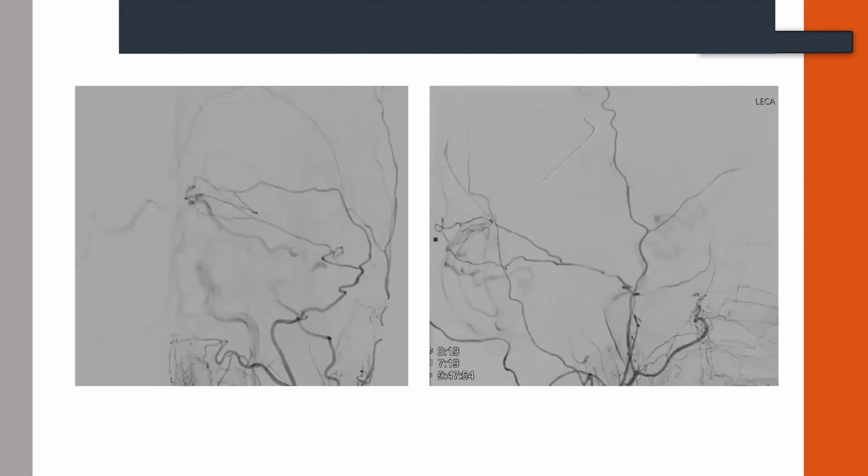So we did that, and this is actually kind of subtle, but these are injections of the left external carotid artery. On the left side, there's a PA view. On the right side, there's a lateral view to get you oriented. And you can see the lines going towards midline, those horizontal lines, are actually what the normal caliber of the middle meningeal artery should be.